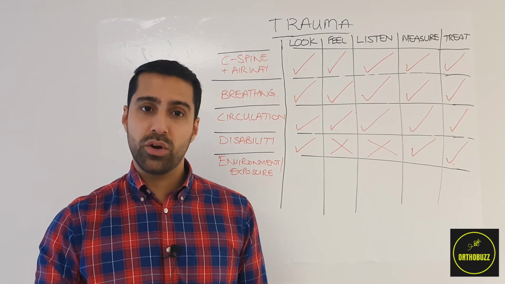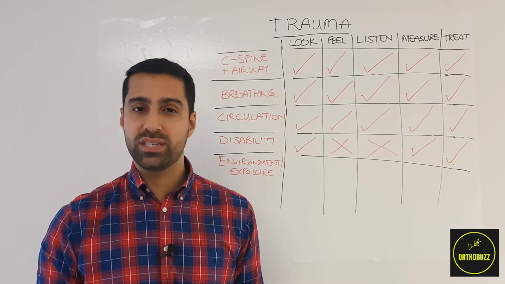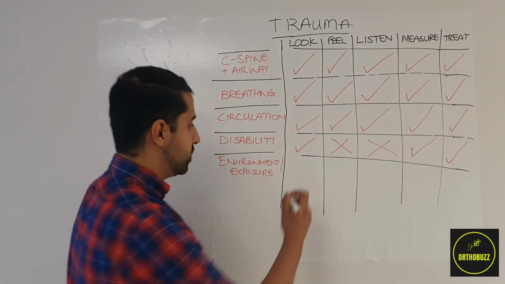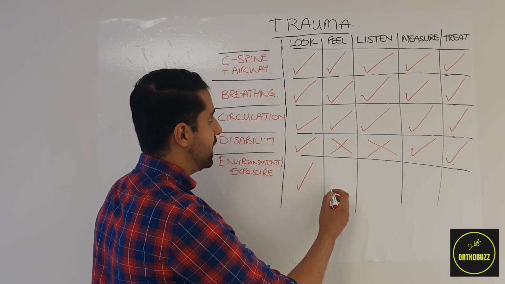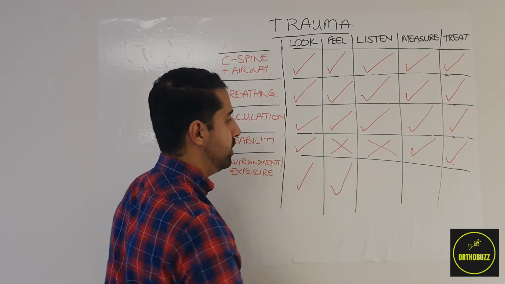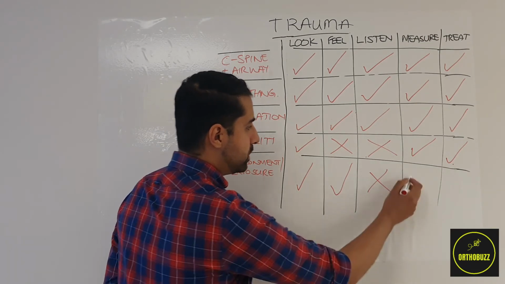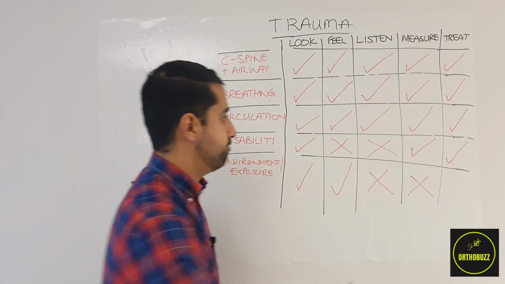It's important this is done correctly, as the patient's spine has not been cleared and there could still be a spinal injury. So, we'd want to look at the spine to see if there is any bruising or any swelling. We'd want to palpate the spine. It's not as important to listen, and measuring will be done when we do cross-sectional imaging.